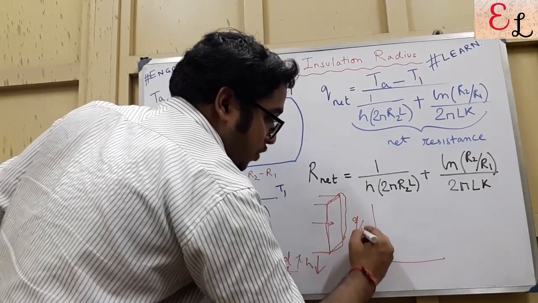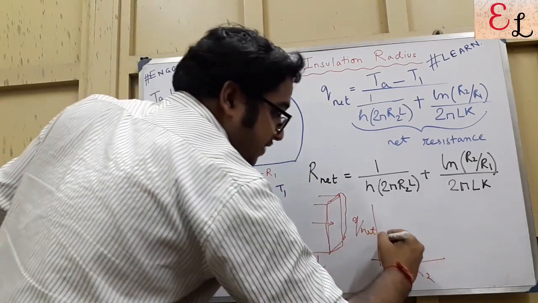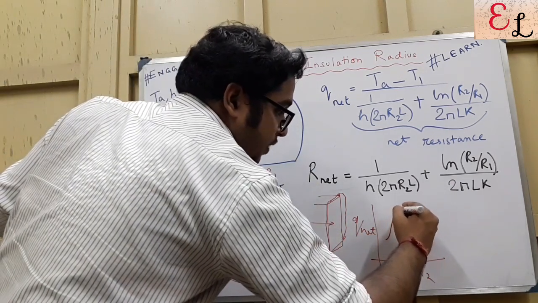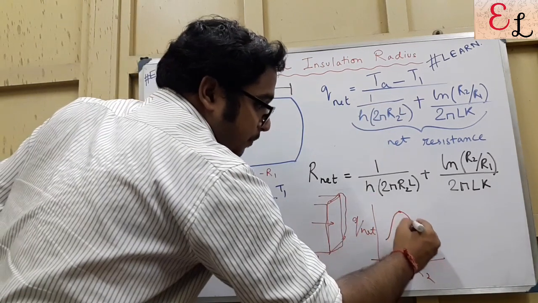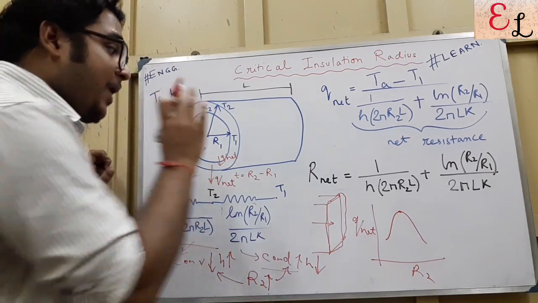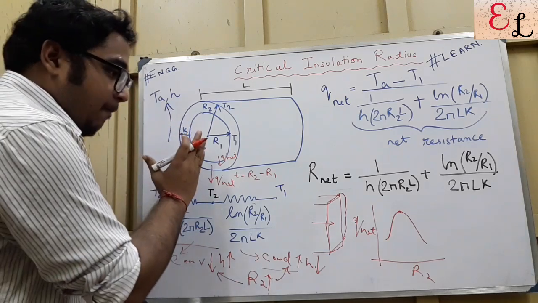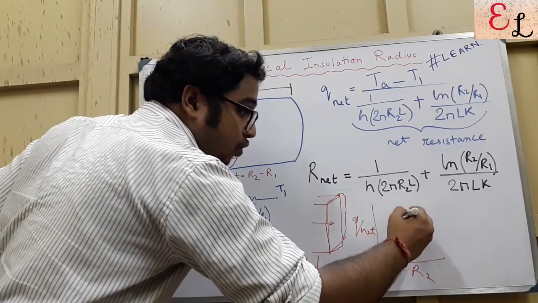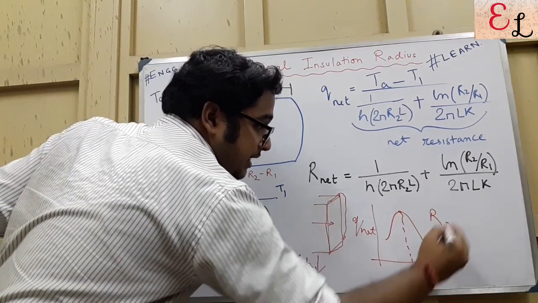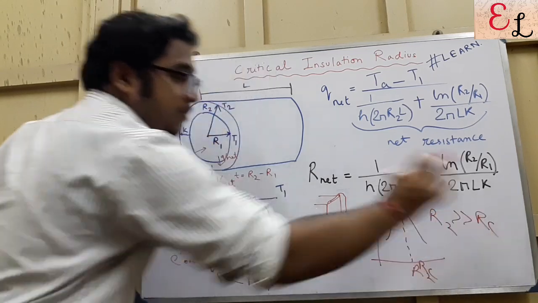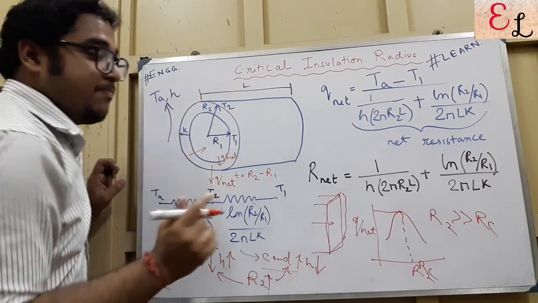If we plot Q net versus R2, that is the insulation radius, we will see that with the increase of insulation radius, it first reaches a maximum point and then starts decreasing. So if we have to plant an insulation such that we reduce the heat loss by the fluid, we have to keep R2 much greater than RC, which is my optimum radius at which the heat lost is maximum.